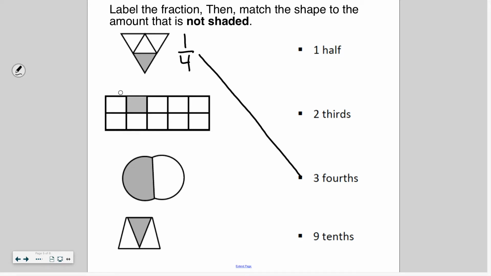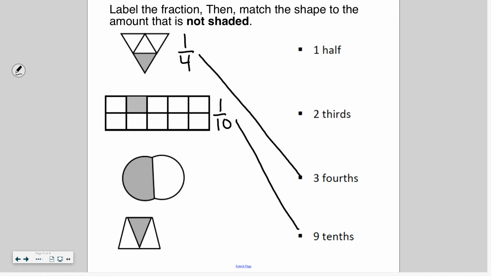How much of this whole is shaded? One-tenth, because I have 1 out of 10 total pieces. So how much are not shaded? What would we match this with? 9/10. So go ahead and try these last two.